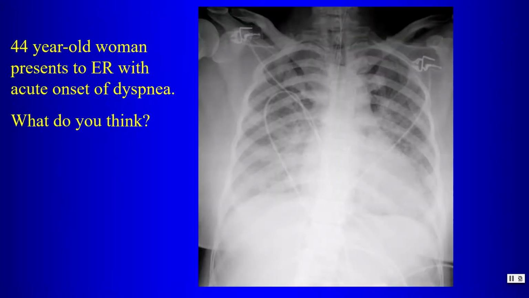And we've seen this bilateral perihilar distribution of consolidations, the so-called batwing or butterfly pattern of consolidations, classically associated with pulmonary edema. Here we have a 44-year-old woman who presented to the emergency room with acute onset of shortness of breath, and we can see that the patient's been intubated here. There's a nasogastric tube also in place, but there are these bilateral consolidations, and of course the differential includes many things. Nowadays it also includes COVID pneumonia.